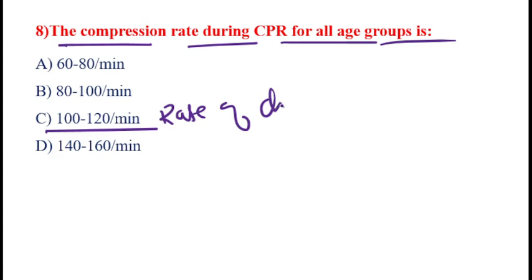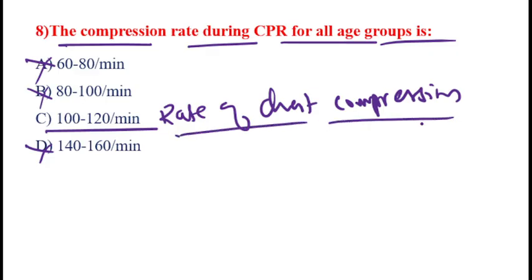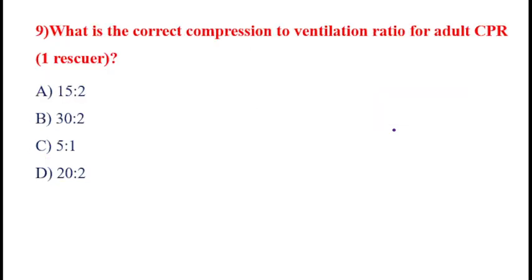So the rate of chest compression should be 100 to 120 per minute. The compression rate during cardiopulmonary resuscitation for all age groups is 100 to 120 per minute. Option A is wrong, option B is wrong, option D is also wrong. It is 100 to 120 per minute. At this speed the chest compressions should be delivered to patients so that we maintain adequate myocardial tissue perfusion.